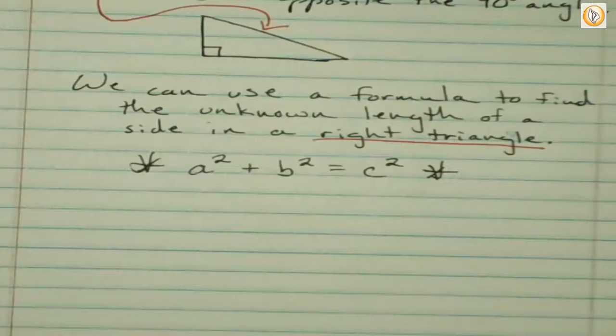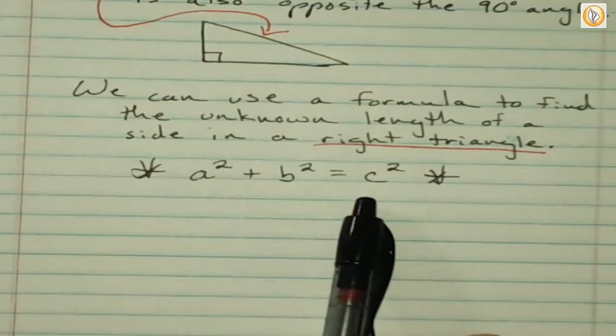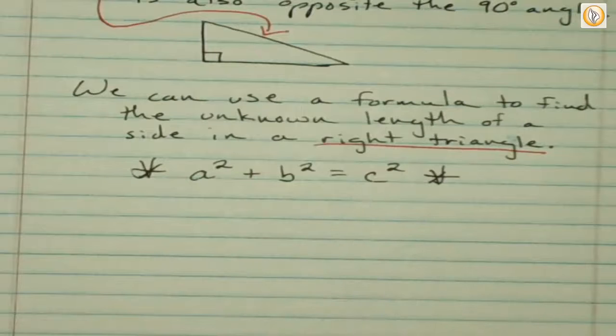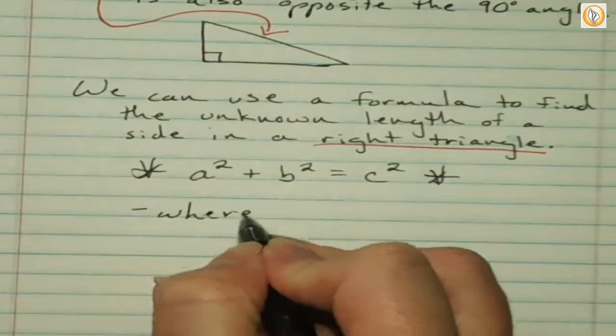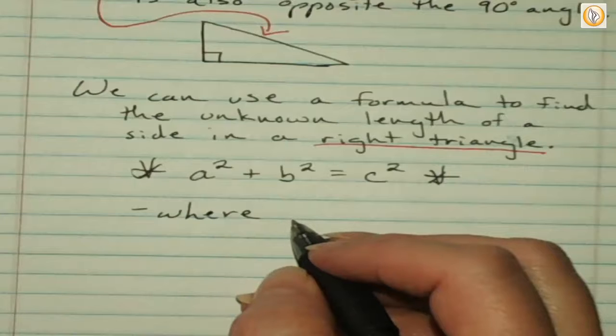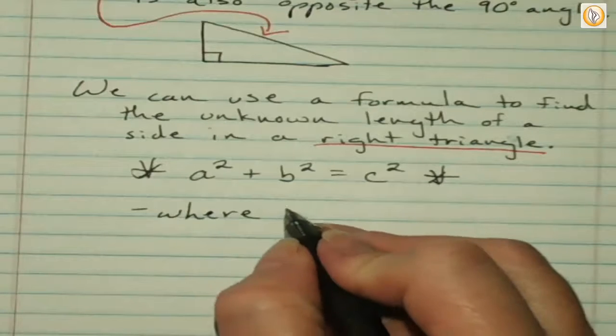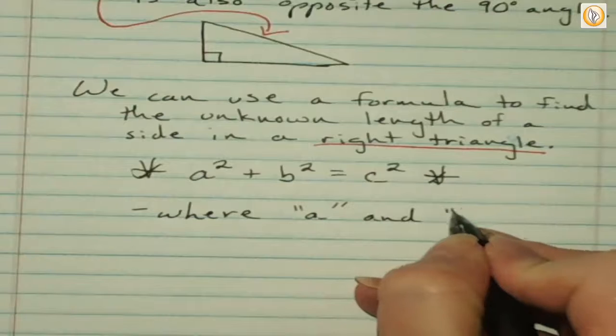Okay, so this is the formula: a squared plus b squared equals c squared. You have to have that memorized. A squared plus b squared equals c squared. I'm sure you've all heard that before. Like the Pythagorean theorem, where a and b are legs.